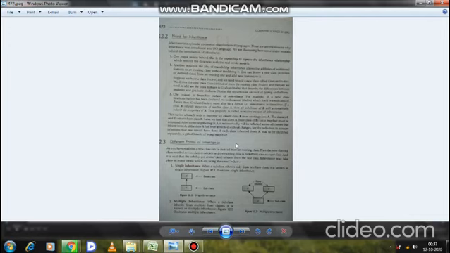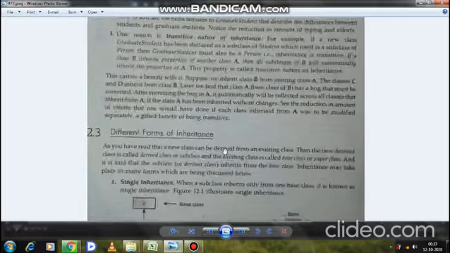So I think you remembered that in the last class I started with inheritance, that is chapter 12. Now we will continue with that inheritance part. Last day we discussed up to the need of inheritance. Today we will start by seeing the different forms of inheritance that are available.